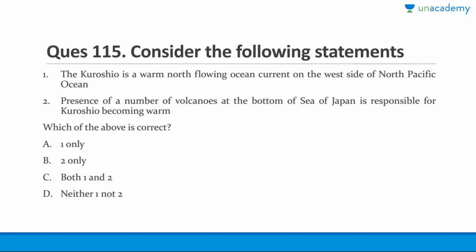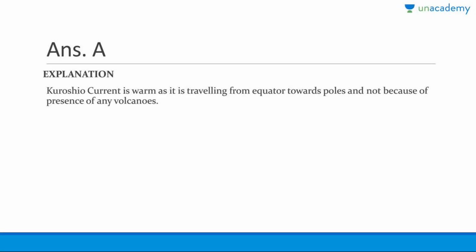Question number 115. Consider the following statements. The Kuroshio is a warm north flowing ocean current on the west side of the North Pacific Ocean. Correct. Presence of a number of volcanoes at the bottom of the Sea of Japan is responsible for Kuroshio becoming warm. No, it is traveling from the equator towards the pole. That is why it is warm. It has nothing to do with volcanoes. Answer is A. So since it is traveling from the equator, it will be warm.